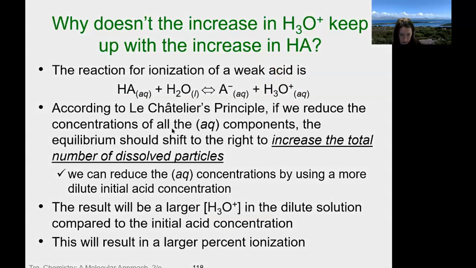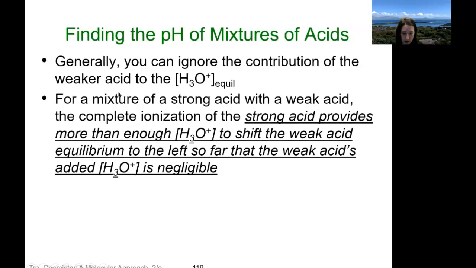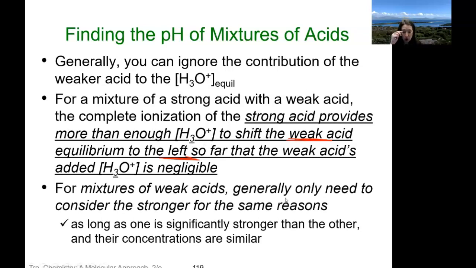So, okay. Just to summarize what we talked about. In general, if you have a strong acid and a weak acid, the strong acid shifts that weak acid so far to the left that the contribution of the weak acid's H3O plus is negligible. It just doesn't even matter, because it's so tiny. So if you have two acids and one is much stronger than the other, you can ignore the weaker one. This goes for weak acids too.